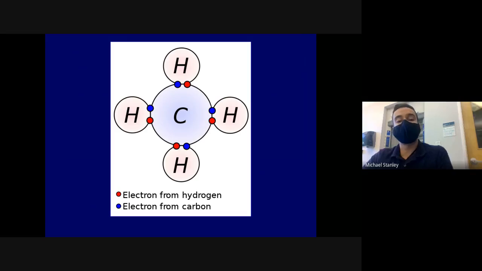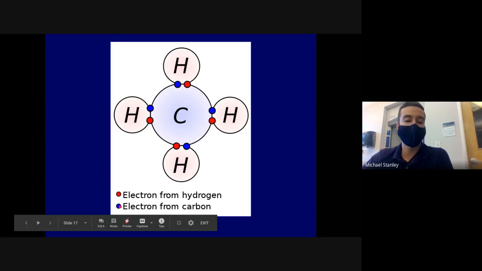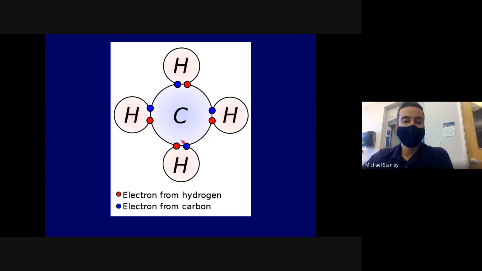So here is a really good example. This is the atom CH4, 1 carbon, 4 hydrogens. Remember, we said that carbon has 4 valence shell electrons. It has an atomic number of 6, so there's 2 electrons on the first shell, which you can't see here, but there's 4 electrons on carbon's second shell. So carbon has the blue electrons. So 1, 2, 3, 4 electrons from carbon.